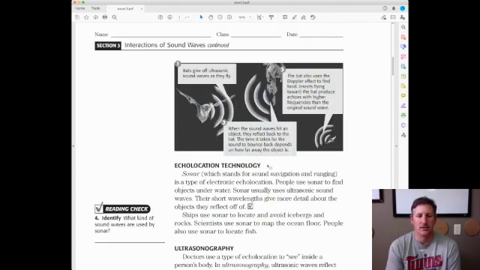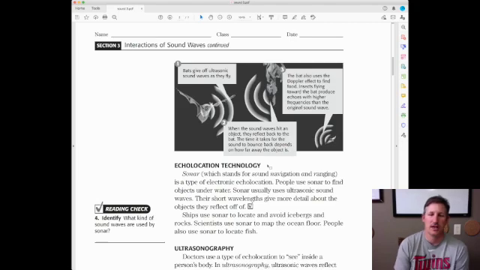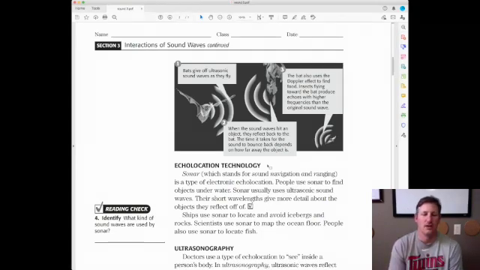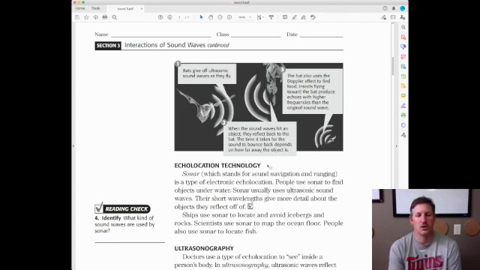Echolocation technology, sonar, which we use on boats and things, stands for sound, navigation, and ranging, and is a type of echolocation. People use sonar to find things underwater. Sonar usually uses ultrasonic sound waves. Their short wavelengths give us more detail about the objects they reflect off of.